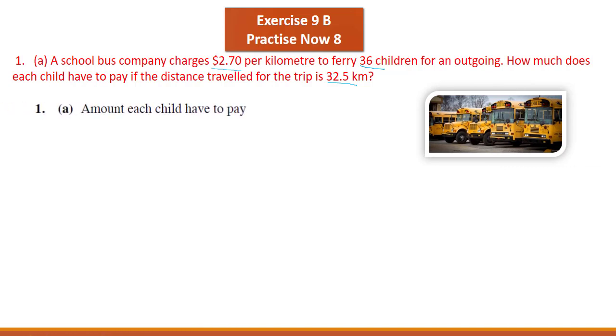Amount each child has to pay. That will be 2.70 divided by 36. And as the distance traveled for the trip is 32.5 kilometers, we will multiply it by 32.5. You will multiply 2.70 into 32.5 and then divide it by 36. The answer will be 2.437, or you can round it off to 2.44.